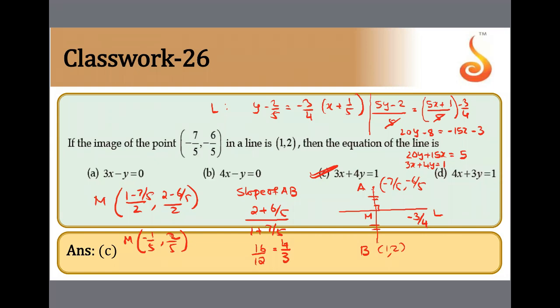Image means the midpoint. You would have studied this in plane mirrors in physics also. How did minus 3 by 4 come? The slope of AM is perpendicular to L. The slope of AB we got is 4 by 3, so the slope of L will be minus 3 by 4, because AM is perpendicular to L. Correct? Next problem.